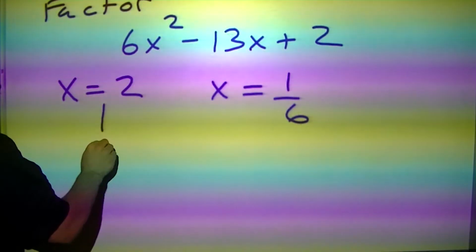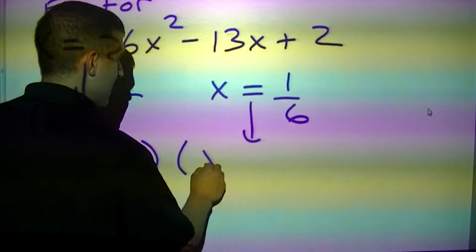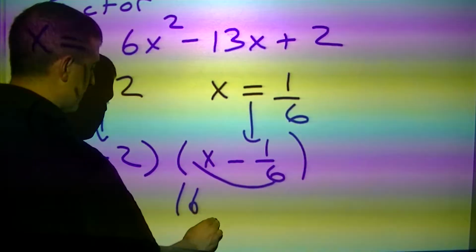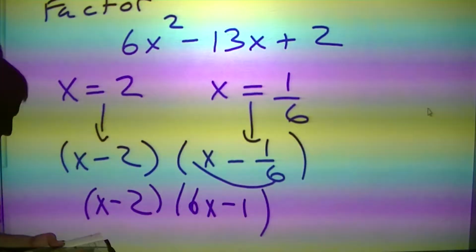So to convert those to factors, that's going to be x minus 2. Convert that one, it's going to be x minus 1/6. Since I have this fraction, I'm going to move that up. So it's 6x minus 1, x minus 2. Okay? You should be good at that.